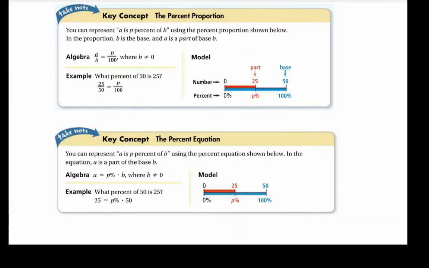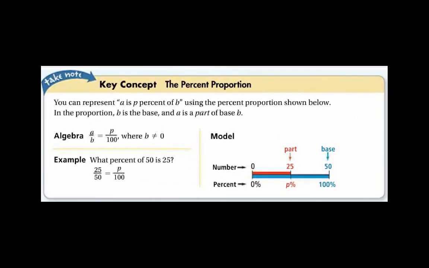The two ways that we can solve these problems: the first one involves a percent proportion, and this is the method that I actually prefer, and I'll talk about why. The percent proportion says you can represent A is P% of B using the percent proportion shown below. In the proportion, B is the base and A is a part of base B. So we have the algebraic way of setting this up: A over B equals P over 100. That's a proportion.